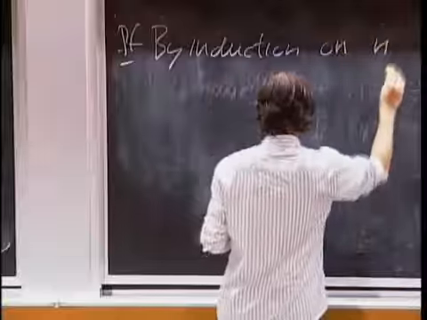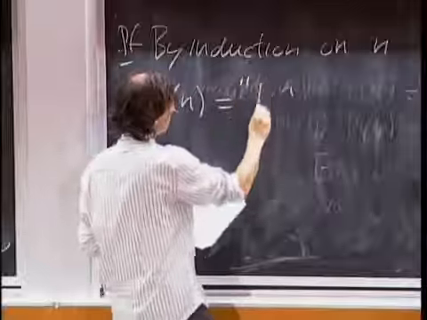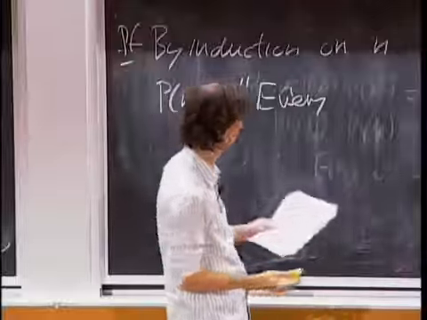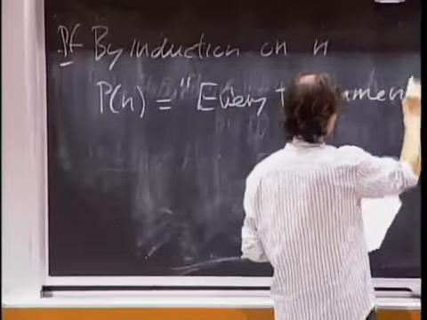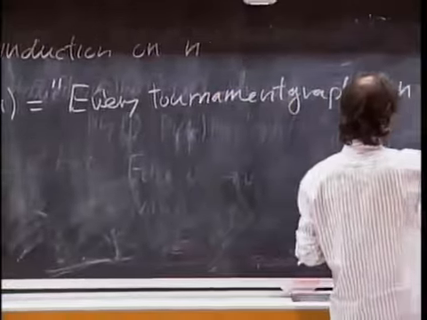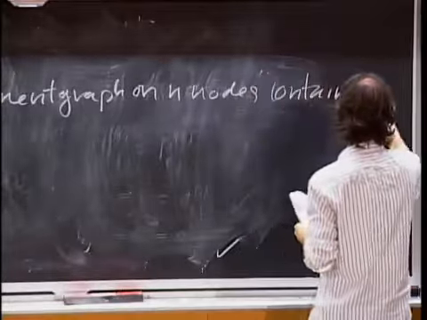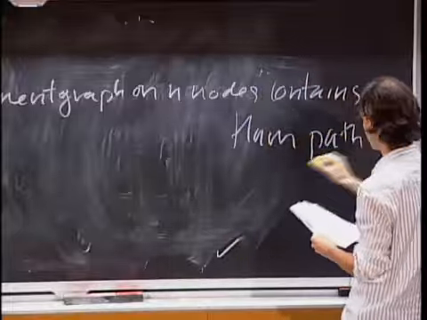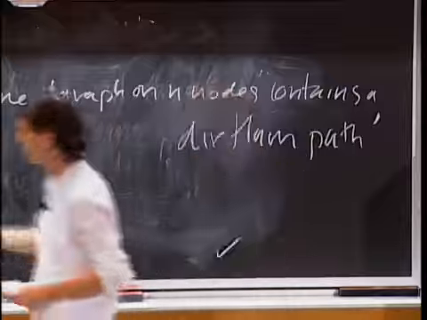So we induct on n, where Pn is going to be that essentially the theorem holds true for a tournament graph on n nodes. So every tournament graph on n nodes actually contains a Hamiltonian path, a directed Hamiltonian path. Okay, so this is my induction hypothesis.